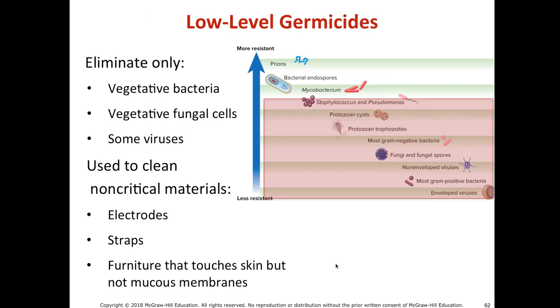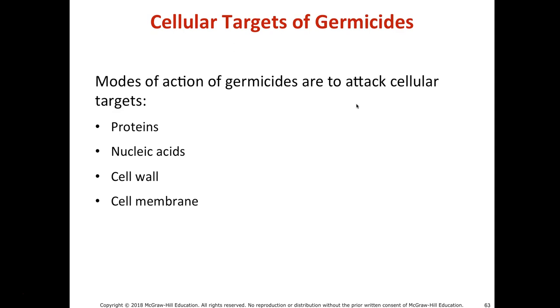And lastly, we have our low-level germicides, and they are only able to get rid of vegetative bacteria, fungal cells, and some viruses. So a smaller spectrum over here, going down from the Staphylococcus and the Pseudomonas. They're used to clean more non-critical items like electrodes, straps, and furniture that touches skin, but not our mucous membranes. So this is a little bit of review from section 2.